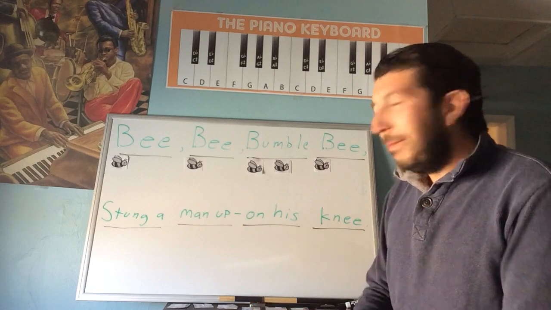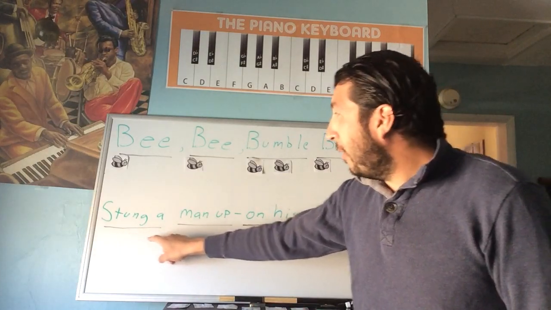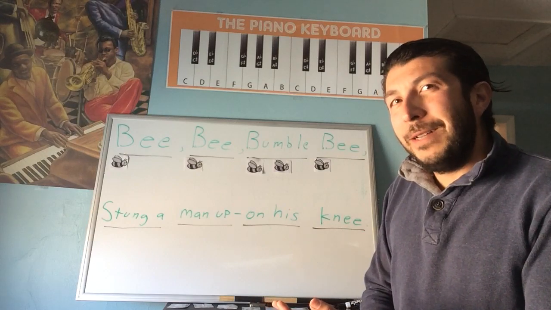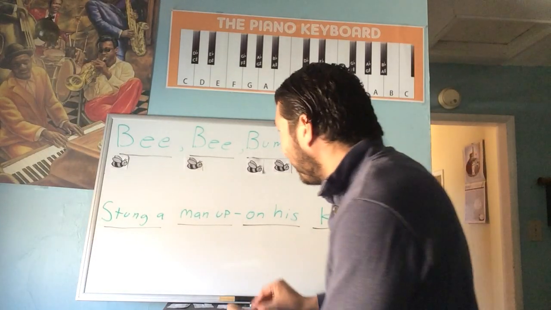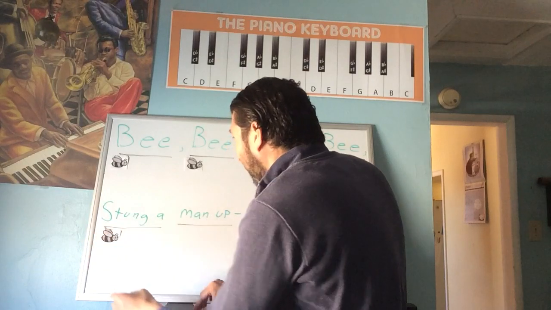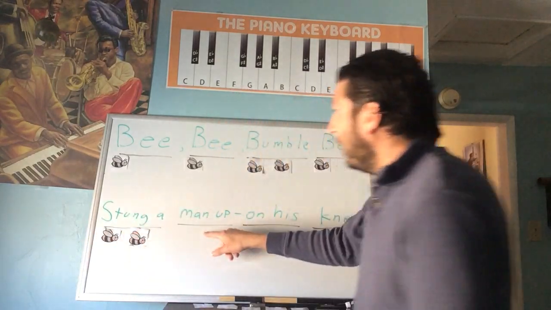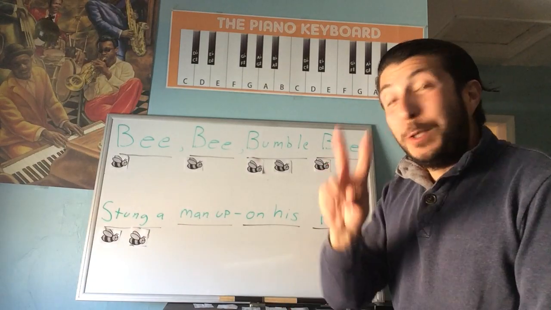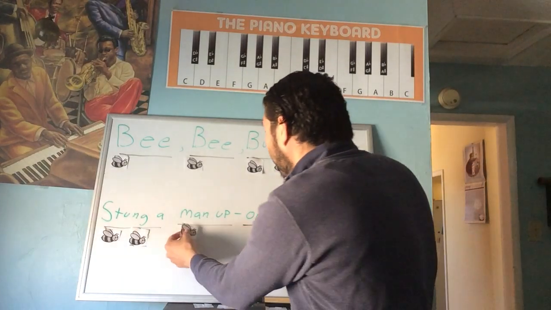Stung a. We're making those sounds all under the first beat. Stung a. How many sounds is that? 2 sounds. Stung a. Let's put 2 B's up there. Next beat. Man up. 2 sounds again. 2 short sounds.